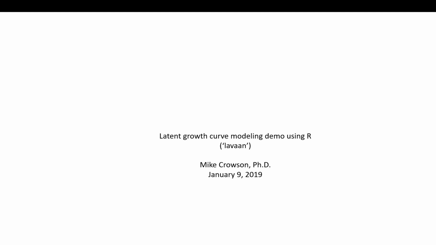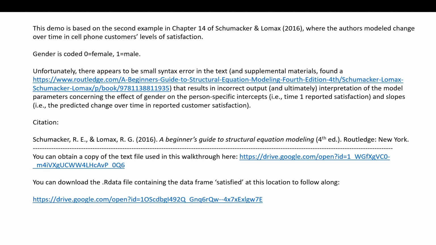Hi everyone. In this video I'm going to walk you through an example using latent growth curve modeling with R, and we're going to be carrying out our analysis with the Latent package. So this demo is based on the second example in chapter 14 of Schumacker and Lomax's 2016 book, A Beginner's Guide to Structural Equation Modeling, 4th edition.